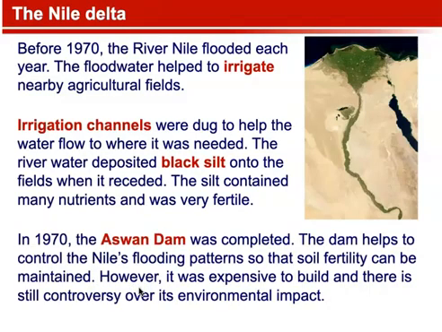In 1970, the Aswan Dam was completed. The dam helps to control the Nile's flooding patterns so that soil fertility can be maintained. However, it was expensive to build, and there is still controversy over its environmental impact.